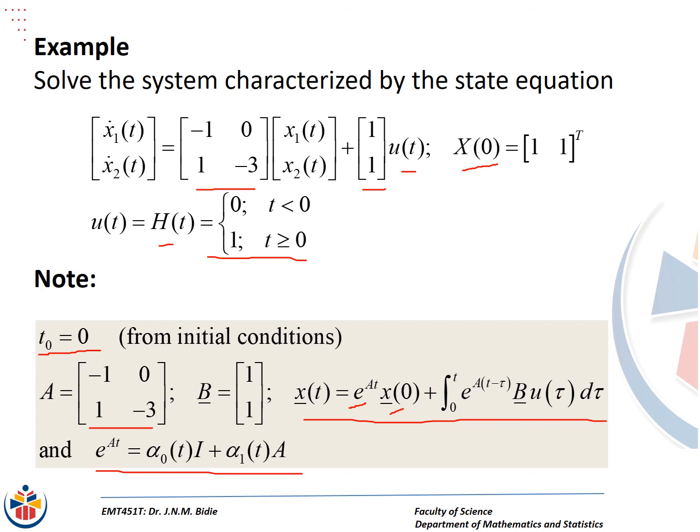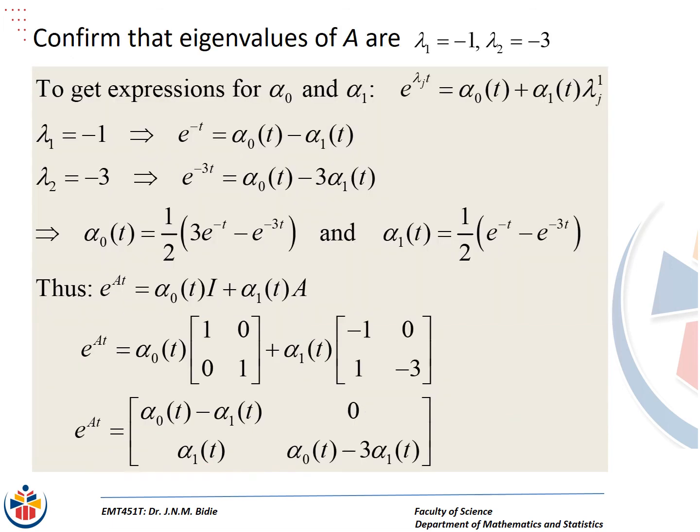But then the challenge we are having, we can't have the formula for e to the power AT without knowing what alpha naught and alpha 1 are. So let's use the formula that was given to us that requires us to have eigenvalues to solve simultaneously for the values of alpha naught and alpha 1. You can do the confirmation to check whether you'll get the same eigenvalues.